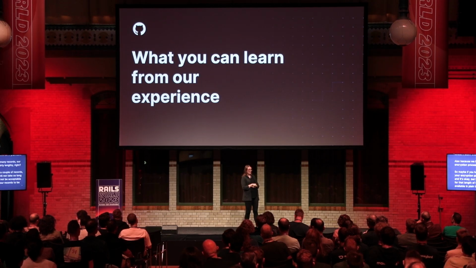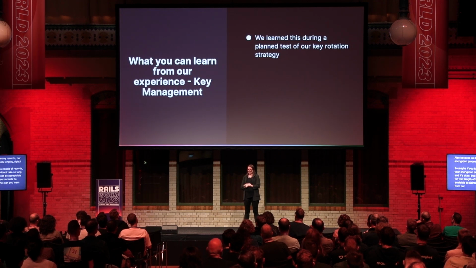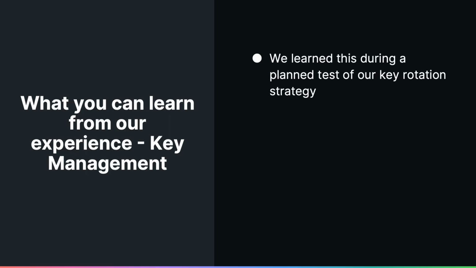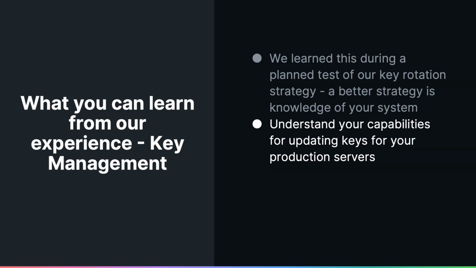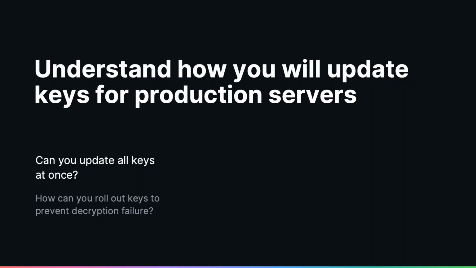So what can you learn from our experience? Well, we learned this during a planned test of our key rotation strategy. And this is certainly one way that you can find out about faults in your system. I do not think that this is the best way to find out about potential faults in your system or your deployment strategy. Your best bet for detecting this type of potential failure is knowledge of your system. So I would encourage you to do some research and understand your capabilities for updating keys for your production servers.